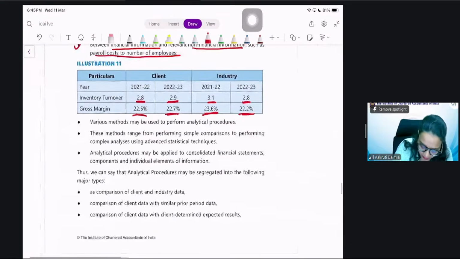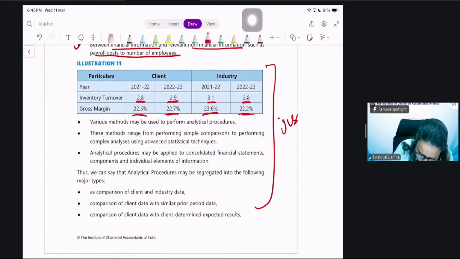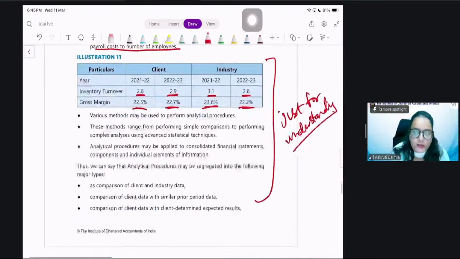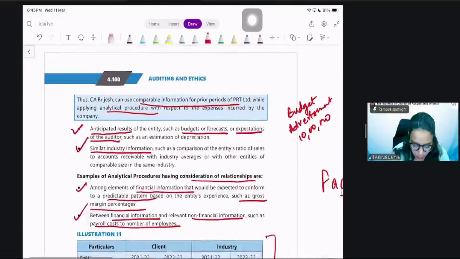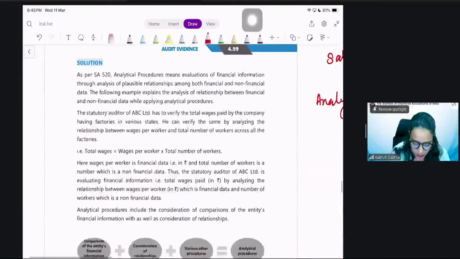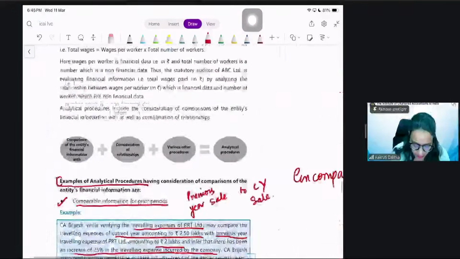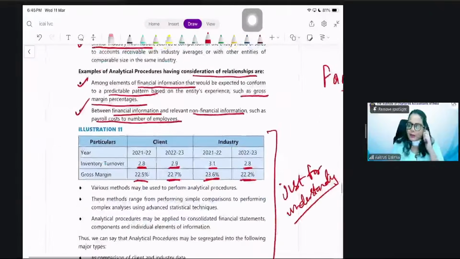So various methods you can use. Again, this is just an example. As I told you, the majority of this chapter is a lot of examples. So do you have to learn this? Quickly tell me, illustration 11 not to be learned. Do you have to learn all this? No. You have to learn this definition and then these 5 types and examples of analytical procedures.